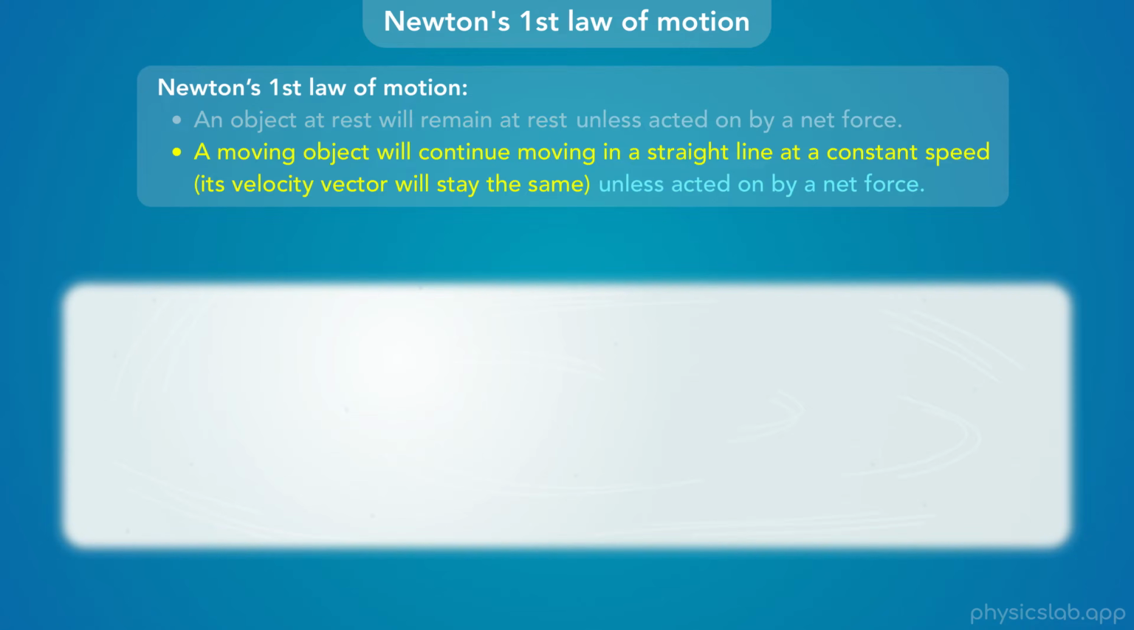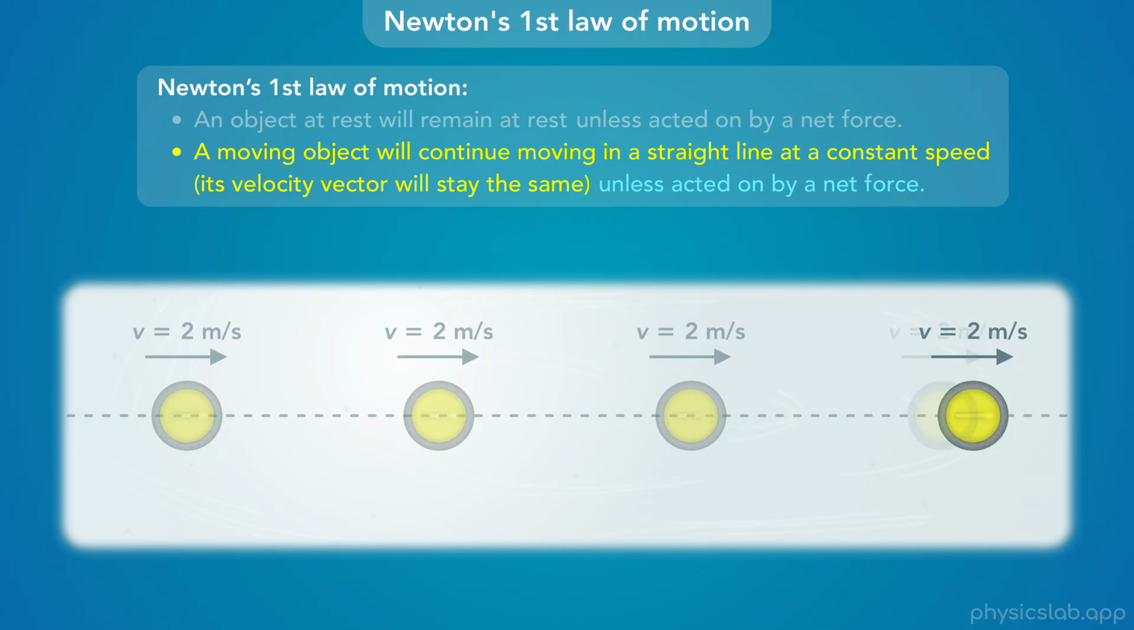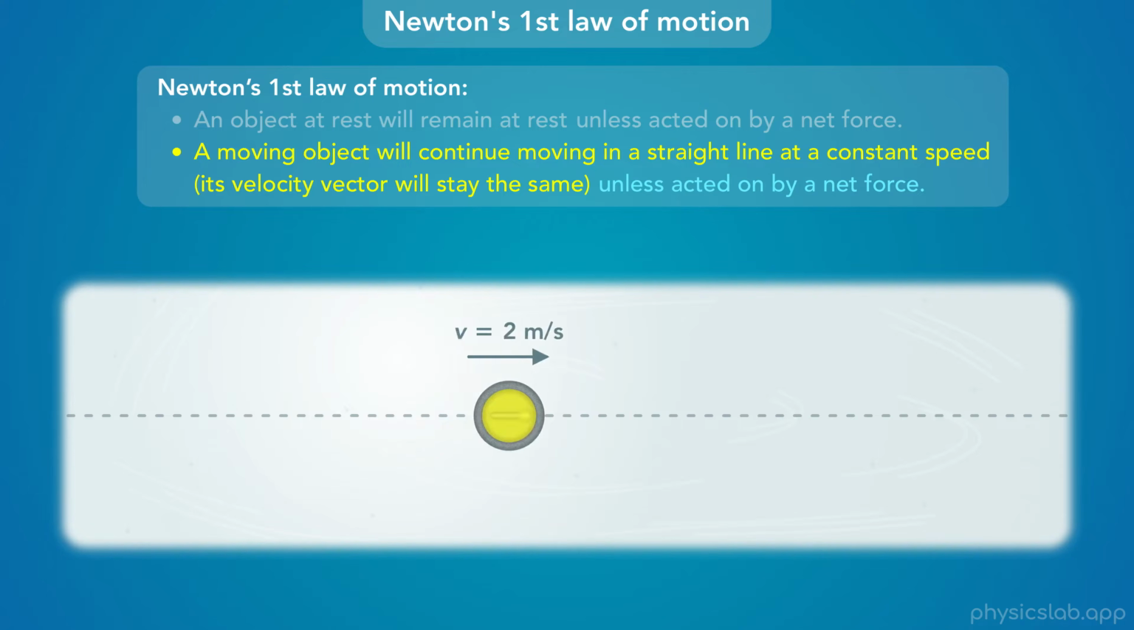The second part says that a moving object will continue moving in a straight line at a constant speed, which means its velocity vector will stay the same, unless acted on by a net force. So let's say someone already pushed the curling stone. Once it's moving, it will continue to move in a straight line at a constant speed forever. It won't speed up, it won't slow down, and it won't change direction.